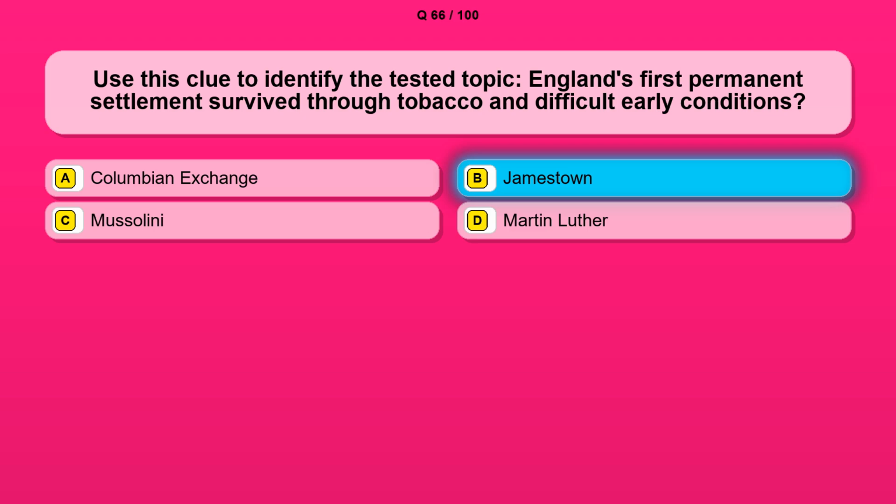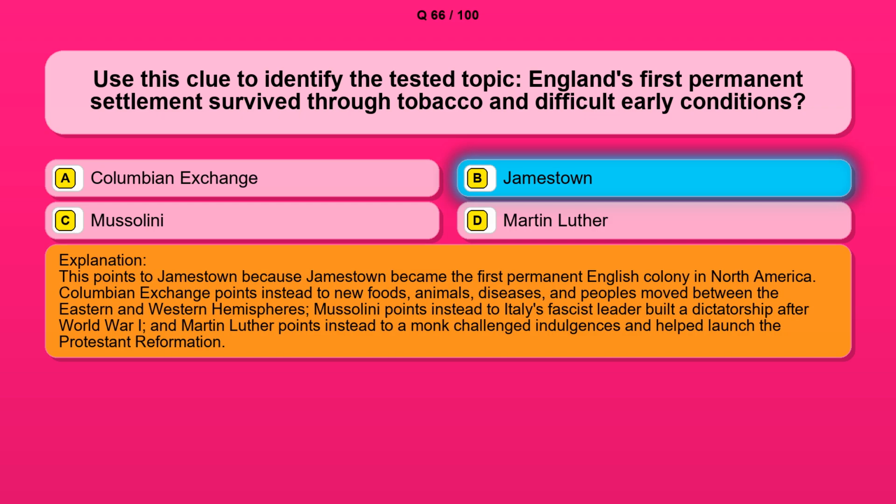The correct answer is option B, Jamestown. This points to Jamestown because Jamestown became the first permanent English colony in North America. Columbian Exchange points instead to new foods, animals, diseases, and peoples moved between the Eastern and Western hemispheres. Mussolini points instead to Italy's fascist leader built a dictatorship after World War I, and Martin Luther points instead to a monk challenged indulgences and helped launch the Protestant Reformation.